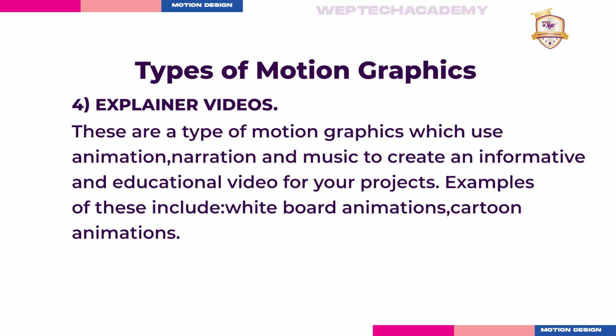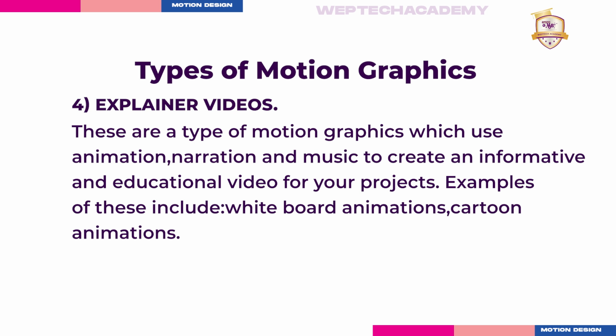The next type of motion graphics I want us to look at are explainer videos. Explainer videos are simply a type of motion graphic which uses three main components, right? That is animation, narration, and music to create informative or educational videos for your projects. So the concept with explainer videos is that there are three components. Number one is the animation. That is the process where the graphics are animated. Number two is most times accompanied by a narration. That is someone narrating a story while the graphics are being displayed. And the third component is music. There's always a background sound playing in explainer videos.